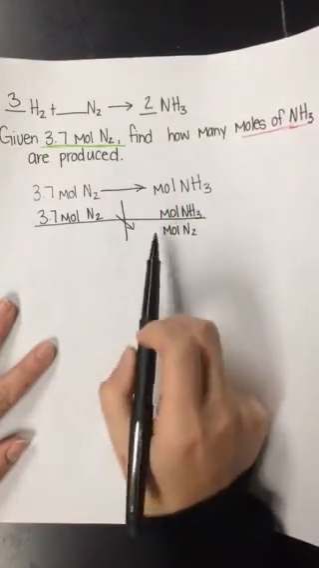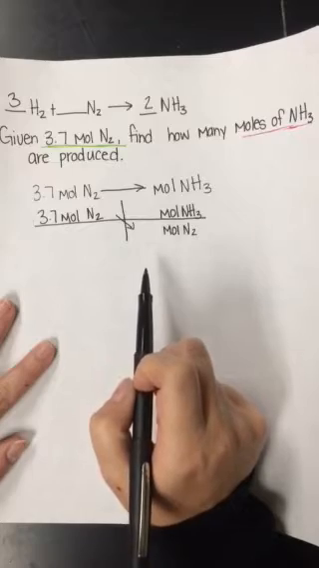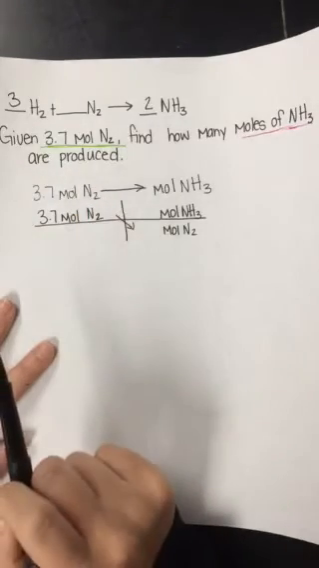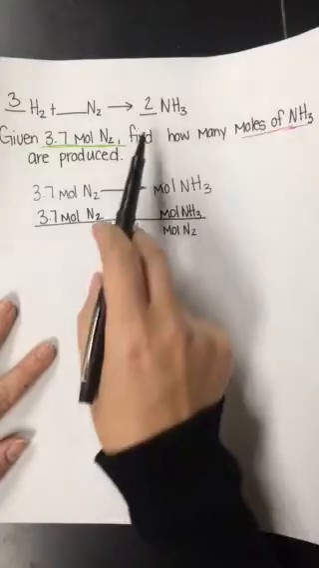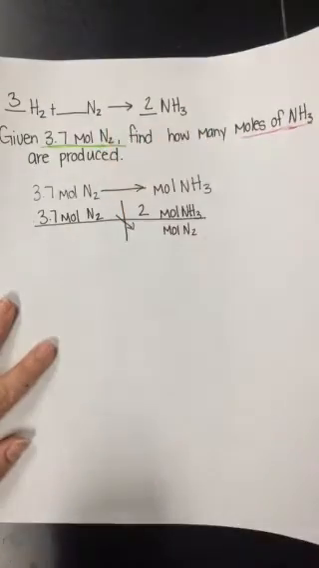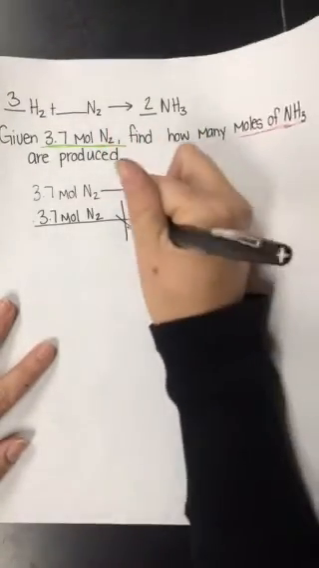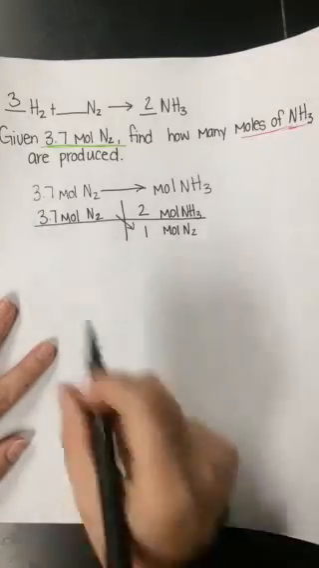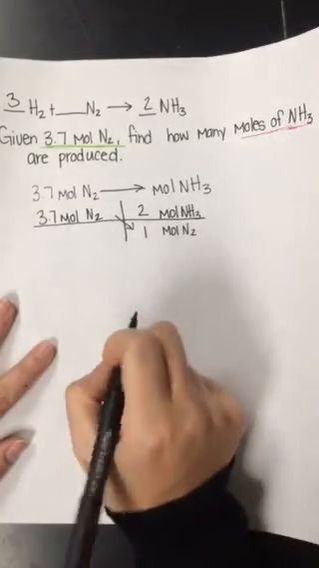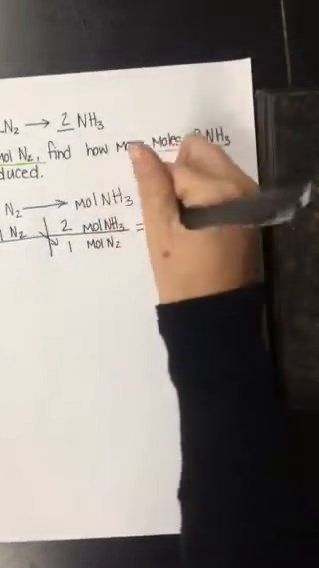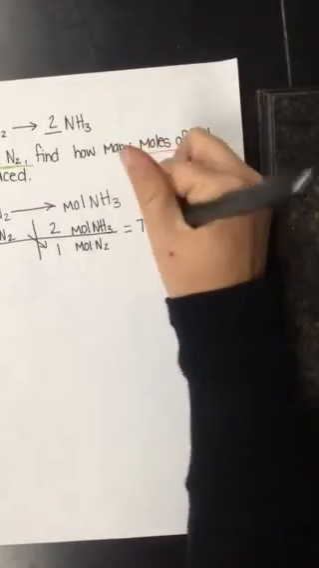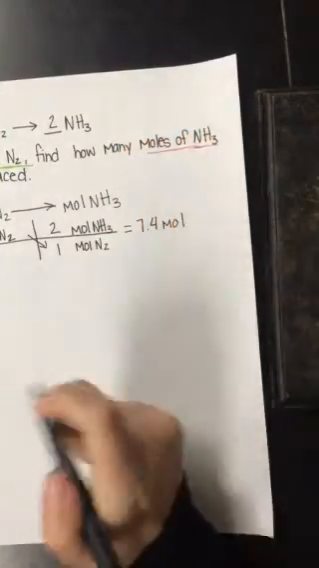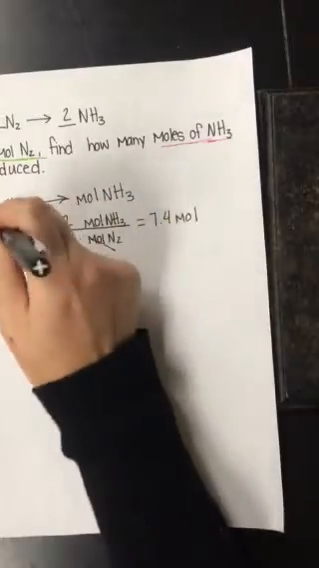Well, I always say when moles and moles are in the same house or the same space, we use our mole ratio from our balanced chemical equation. So we have 2 moles of NH3 in our equation, and we have 1 mole of N2 in our equation. We're going to multiply across the top, divide going down. That will give you 7.4 moles. Our moles of N2 cancel out, and we're left with NH3.